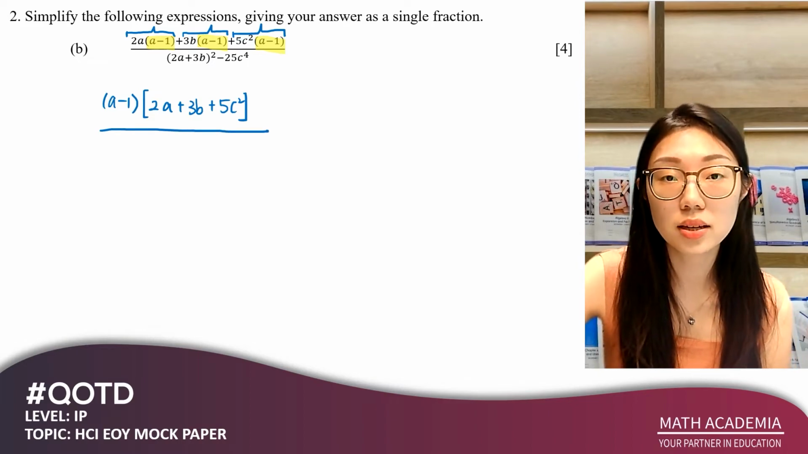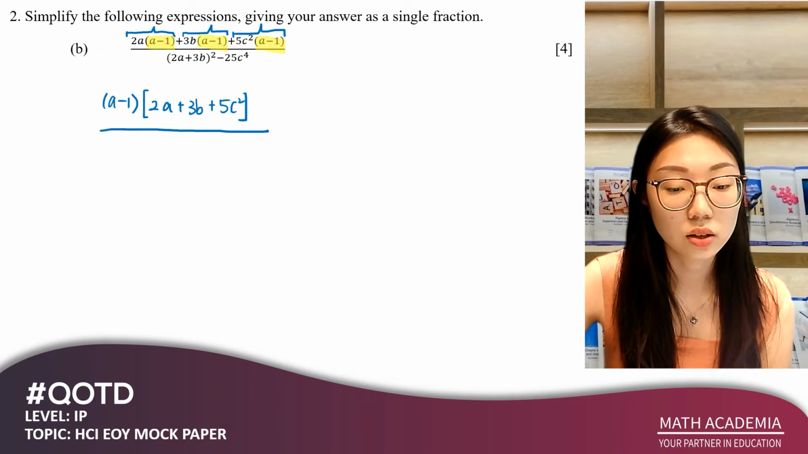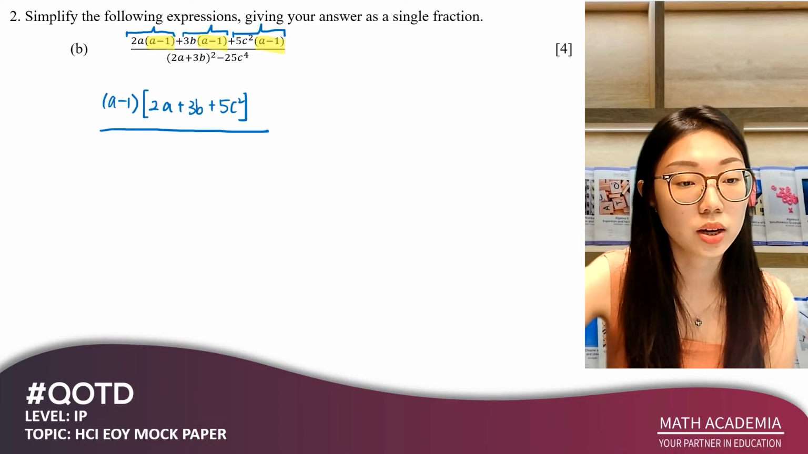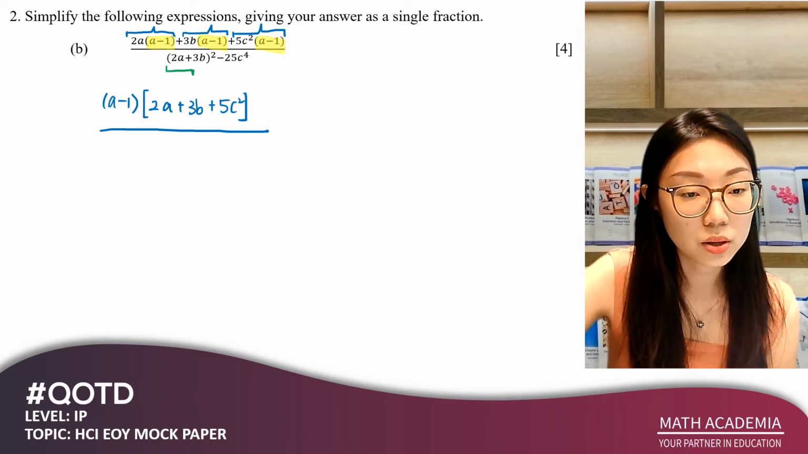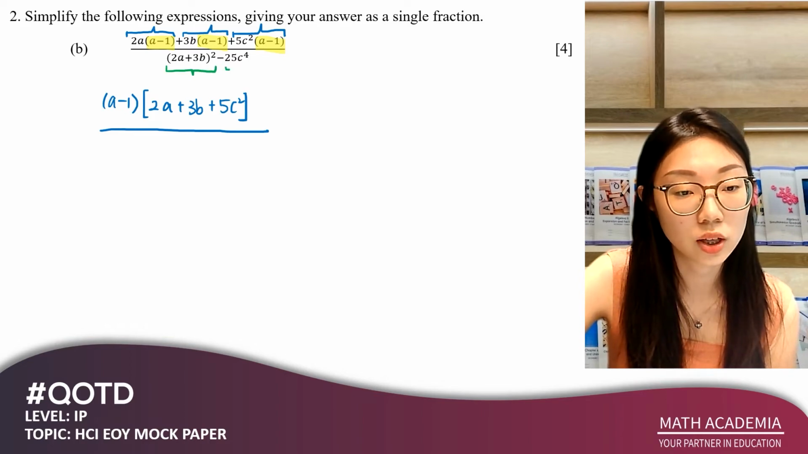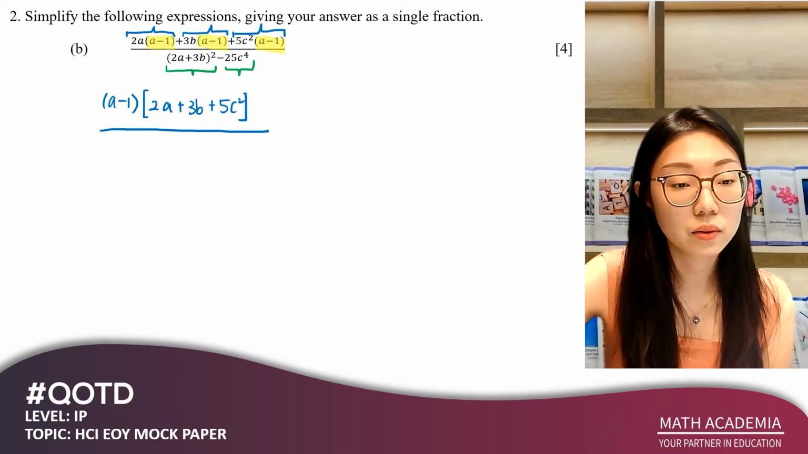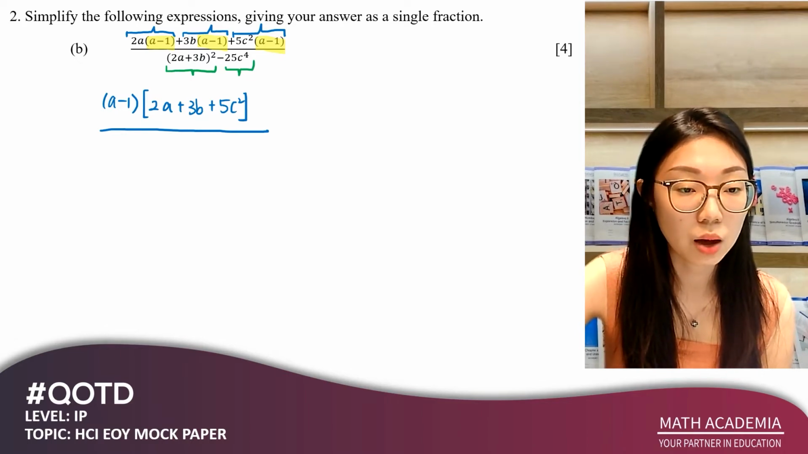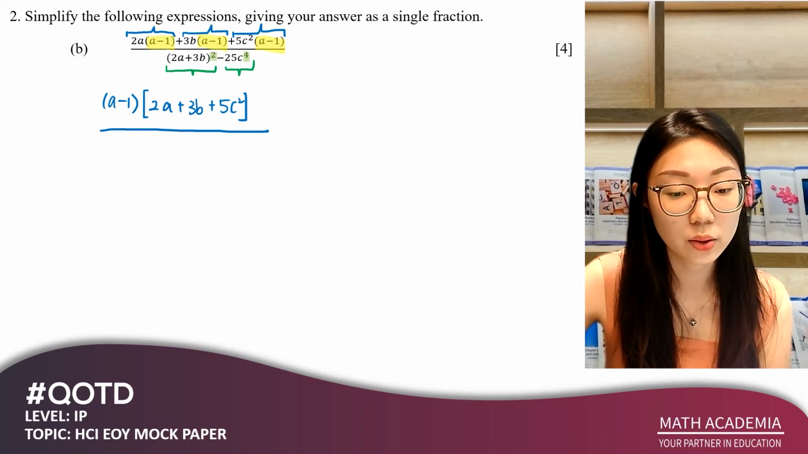Okay, for my denominator, before I even expand my square, let's see whether I can further simplify it. Okay, so when I observe, I have 2 terms. Alright, I have a term over here, 2a plus 3b squared. I have a term over here, 25c to the power of 4. The next thing I will realize is my first term is to the power of 2. Okay, my second term is to the power of 4. Alright, what can I do about this?